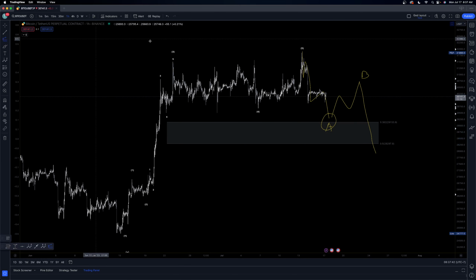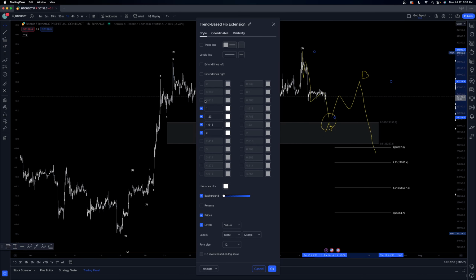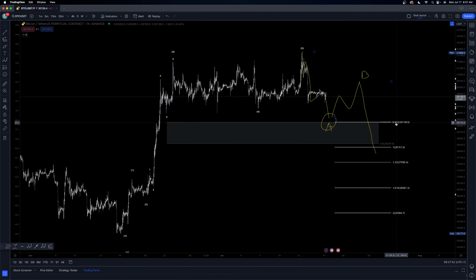And then we would get something like this, where it would be a new A, B, C, and then we'd have targets around here, around the 0.5 fib, or even a little bit higher right here, matching the 382. It just depends how high this B goes and how low this A goes.